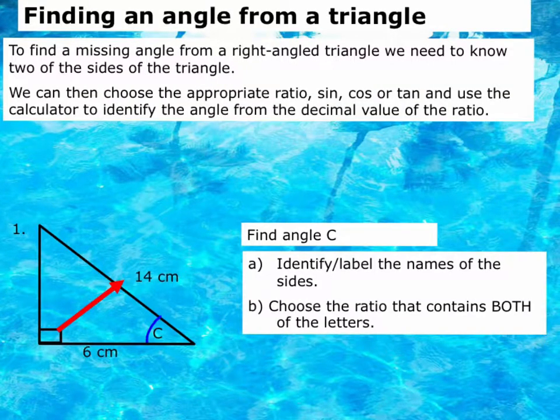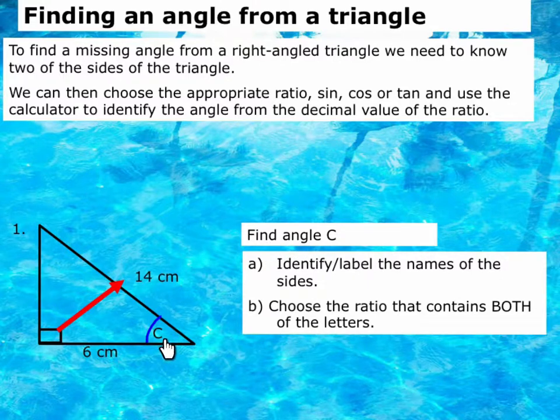Now let's begin to apply the information we just learned, not by just looking at different problems with no pictures, just looking at data and trying to plug it into our calculators. Now let's actually apply it to right triangles, because that's why we use sine, cosine, and tangent. To find a missing angle from a right-angled triangle, we need to know two of the sides of the triangle. If we know two of the sides, then we can choose the appropriate ratio, sine, cosine, or tangent, and use the calculator to identify the angle from the decimal value of that ratio. And that seems like a lot. We're going to go over this in class again, but let's go ahead and write down these steps.